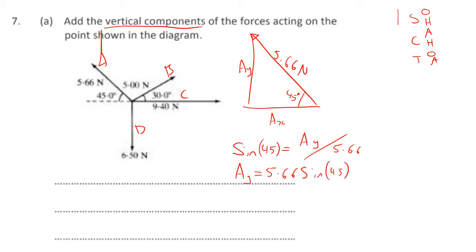Once I plug that into the calculator, that will give me my value. So that would be, I think, 4.0 newtons. And I'm going to write up, because obviously it has a direction. So that's our first one.